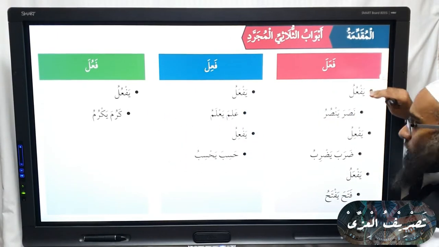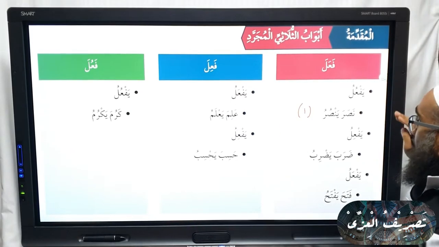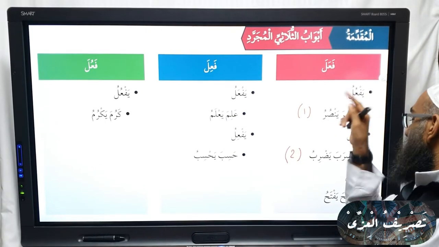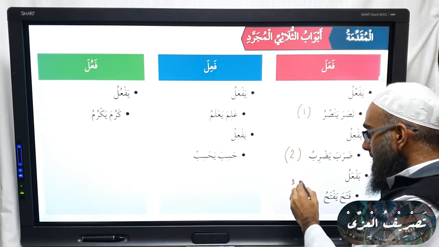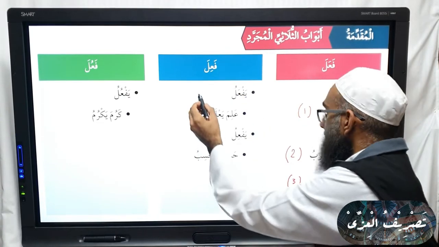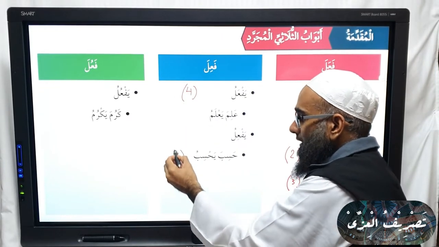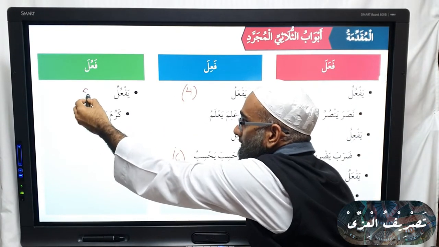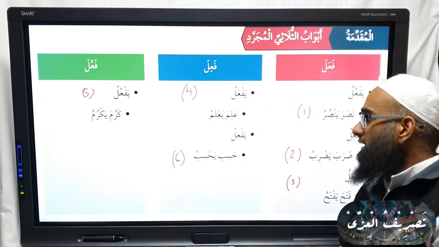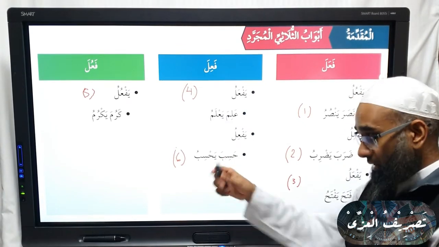So fa'ala yaf'ulu is what? Nasara yansuru, he's called al-babu al-awwal. Then you have fa'ala yaf'ilu, daraba yadribu is bab al-thani. Fa'ala yaf'alu is bab al-thalith. Then fa'ila yaf'alu, alima ya'lamu is bab rabi'. This one becomes the bab number 6 for some reason, and this becomes bab number 5. So this is 6 thulathi mujarrad abwab. That's how it is. Actually, he has even counted this as a bab. We will do it in the text shortly.